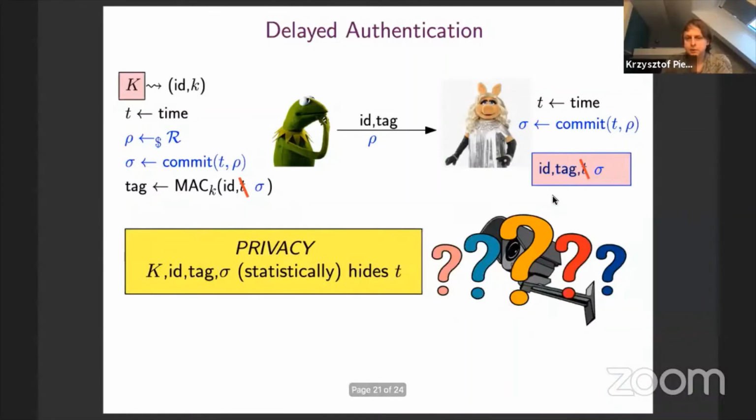And as importantly, it also is privacy preserving in the sense that now all the information stored jointly by Kermit and Miss Piggy is actually statistically independent of the time when they met, always assuming that they delete the time and all the data that they don't actually use. Okay, that's all I have to say.